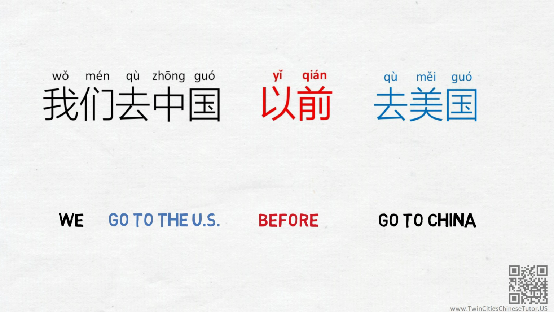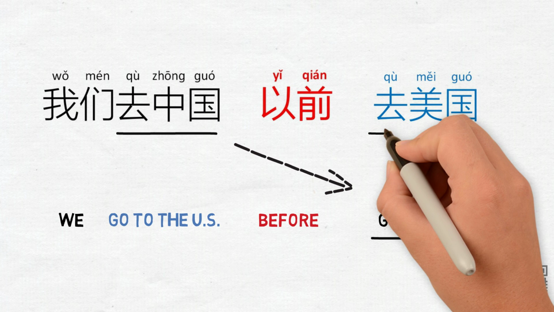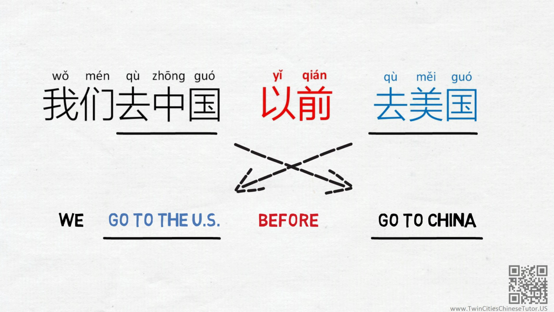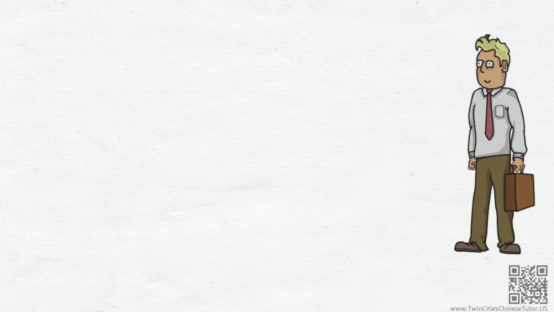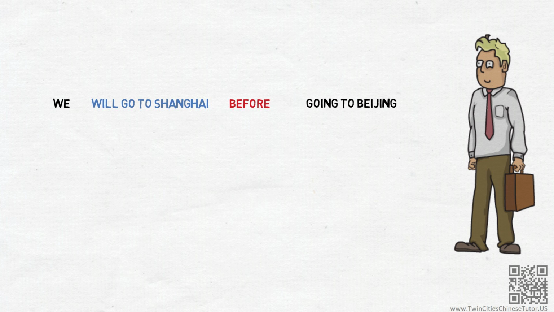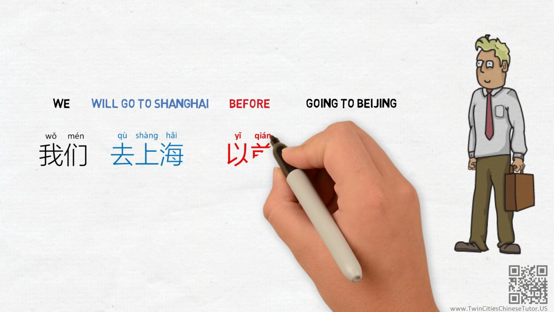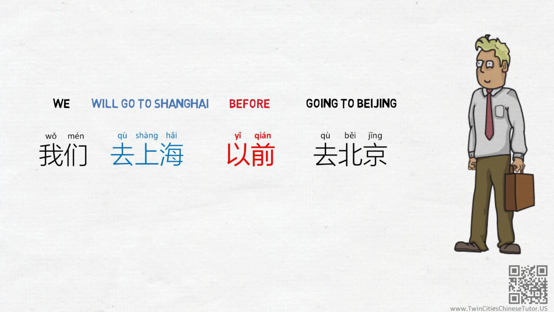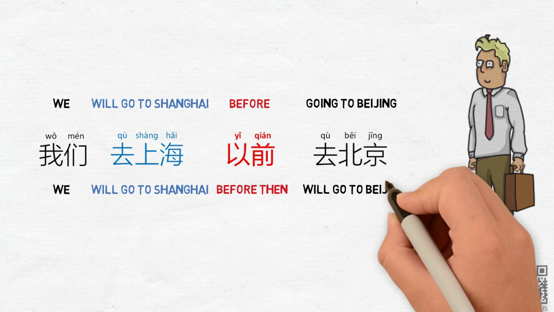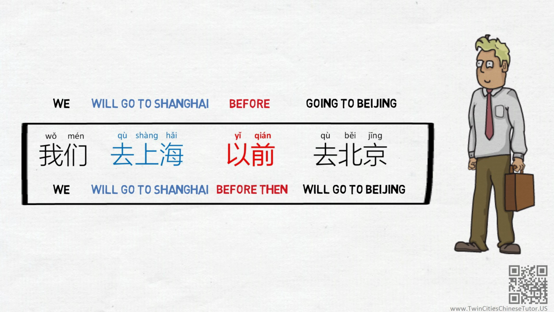If we compare this later version with the original Chinese text, for English speakers, the Chinese way of thinking may appear as backwards. As an example, my friend Tony once wanted to say, we will go to Shanghai before going to Beijing. But by mistake, he said it in Chinese as 我们去上海以前去北京, which actually meant we will go to Shanghai and before then we will go to Beijing. As a result, his Chinese partners got a totally different message.